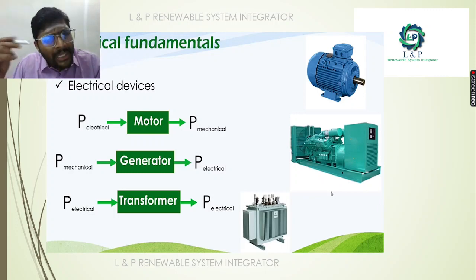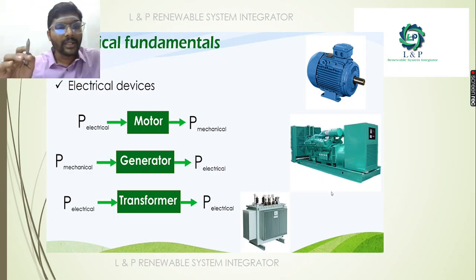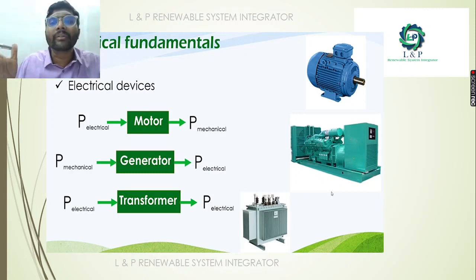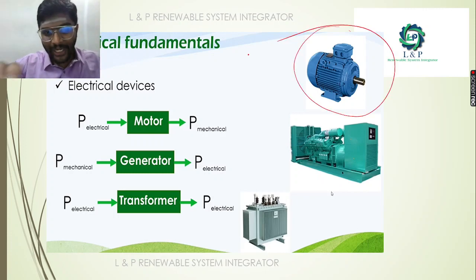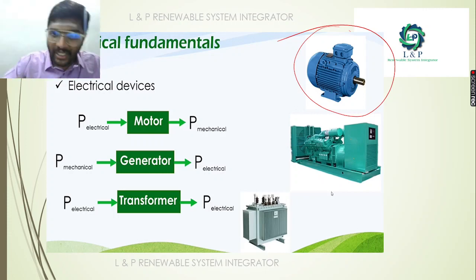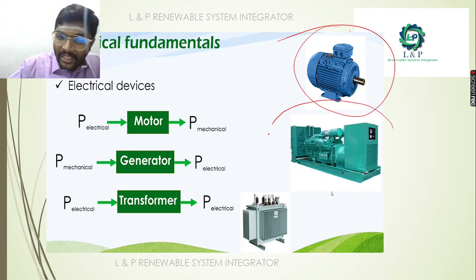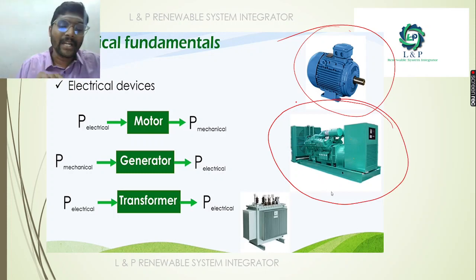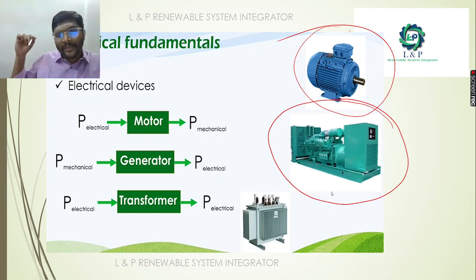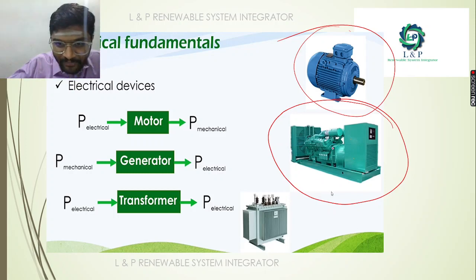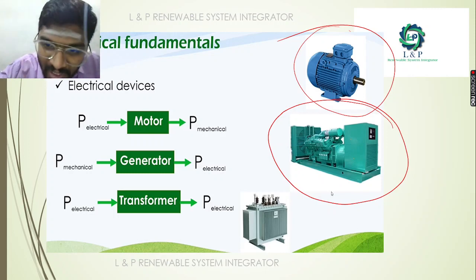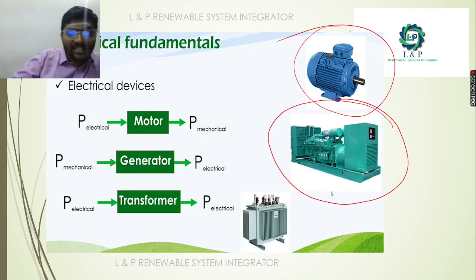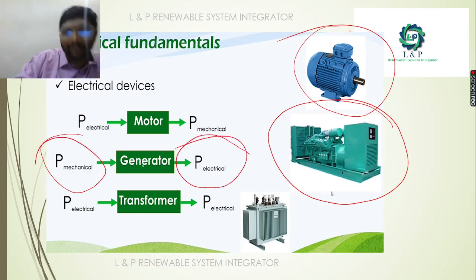Okay. We have so many electrical devices. If you want to convert electrical power to mechanical power, you need the most important equipment, named motor. So the motor converts electrical energy into mechanical energy. The next important device is the generator. The generator converts mechanical energy into electrical energy. It means mechanical power is getting converted to electrical power.